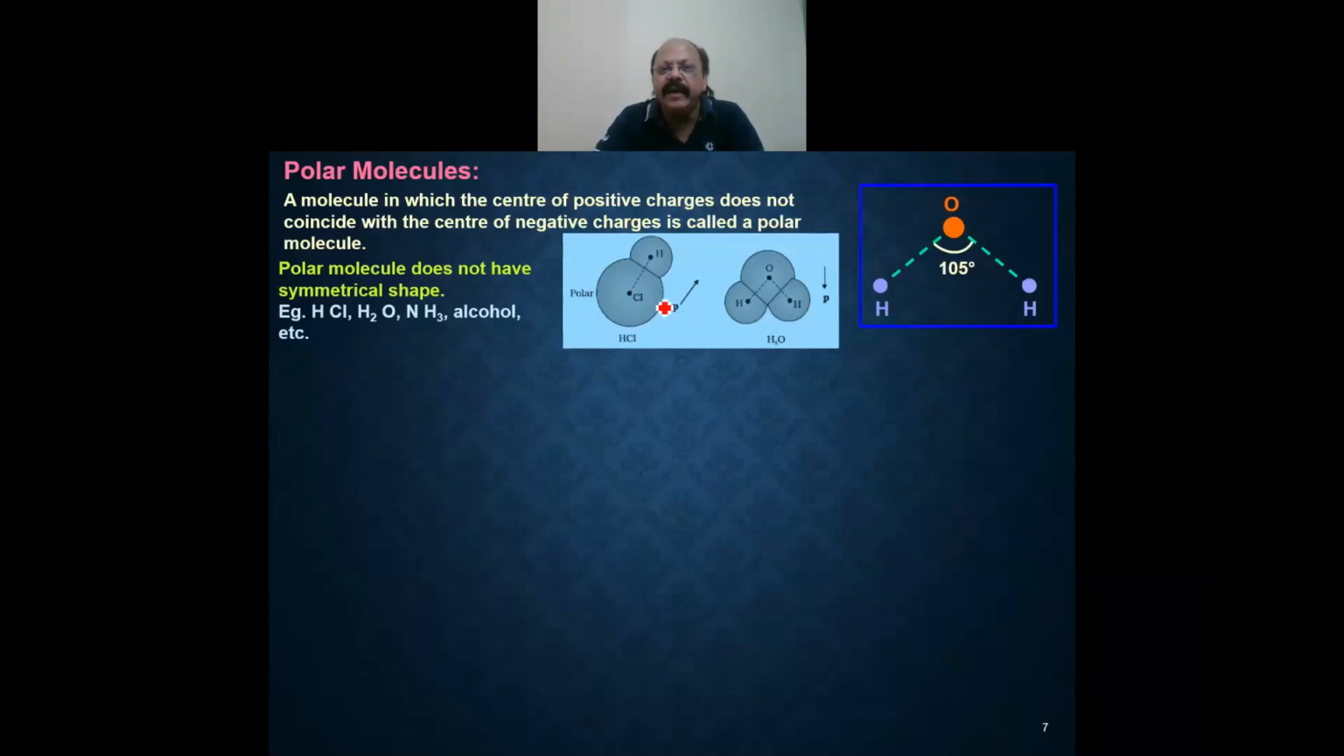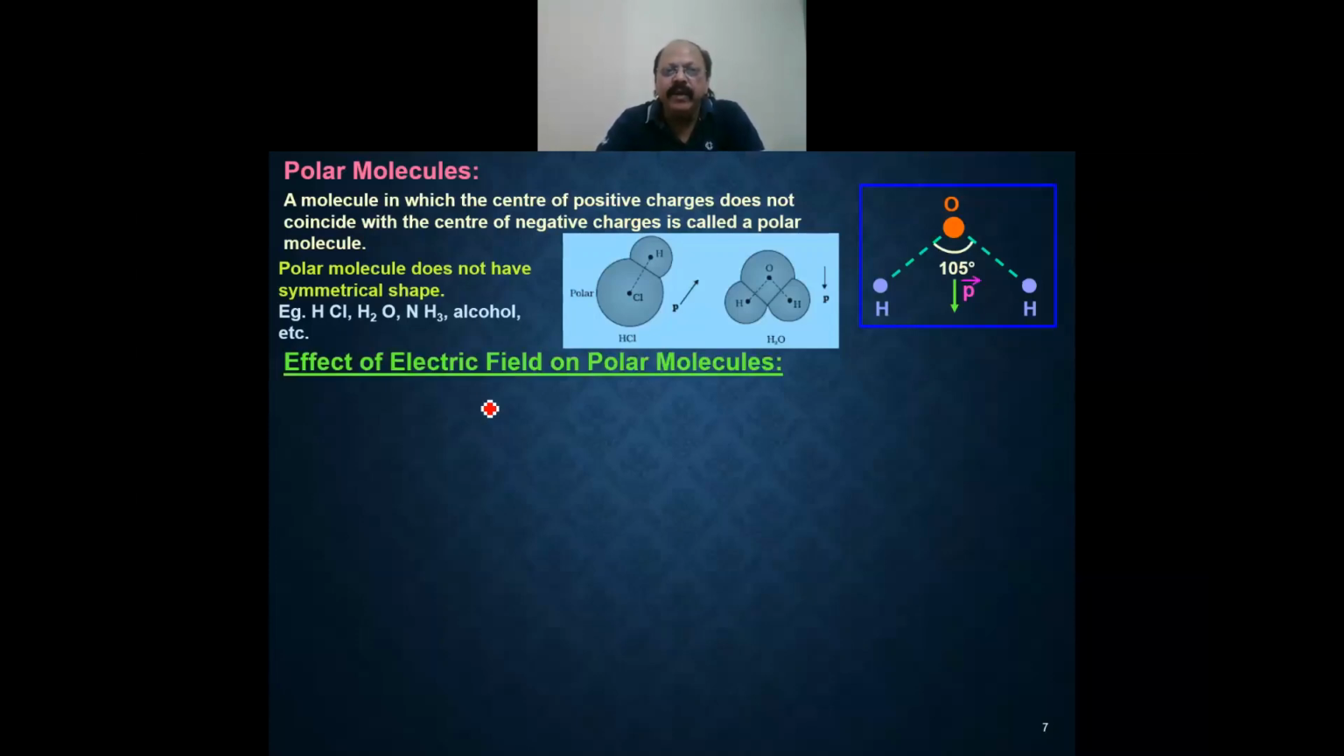Here you see in the diagram, HCl. Cl is negative, H is positive. So the direction of the electric dipole moment is from negative to positive, and this arrow represents the direction of the dipole moment. Similarly here, H2O, the direction of electric dipole moment is from O to H, that is, O is negative and H is positive. Here you see another diagram of the same molecule. Here the angle between them is 105 degrees.